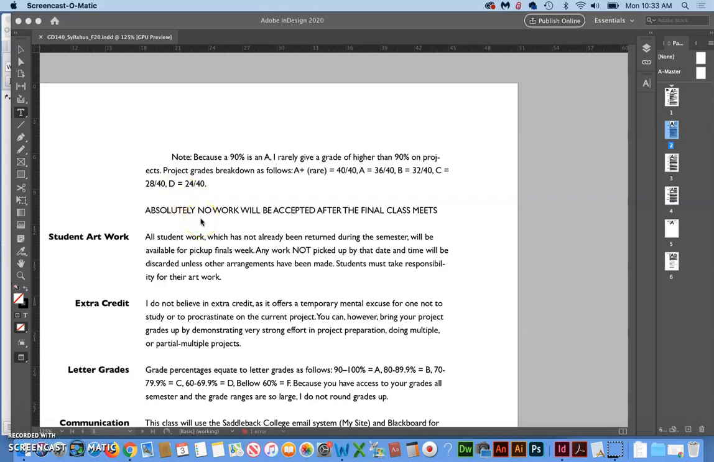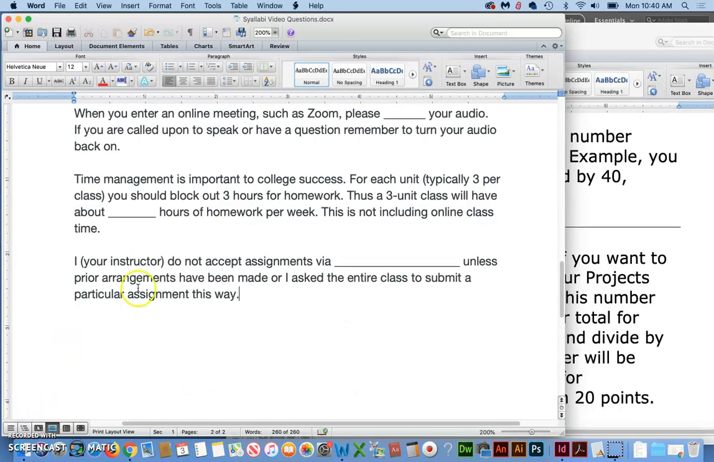Absolutely no work will be accepted after the final class meeting. So that means final project grades, there's really no late policy on those. Take care of a quiz question. Your instructor does not accept assignments via email unless prior arrangements have been made or I ask the entire class to submit a particular assignment via email.